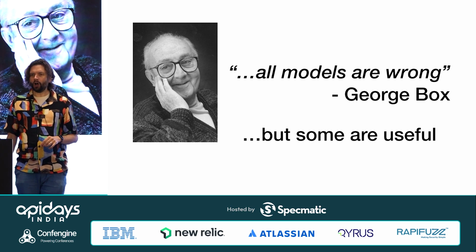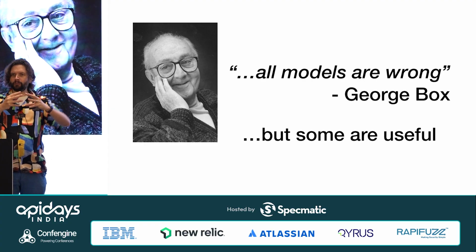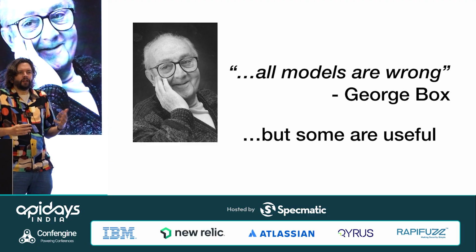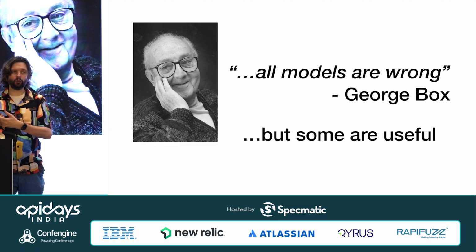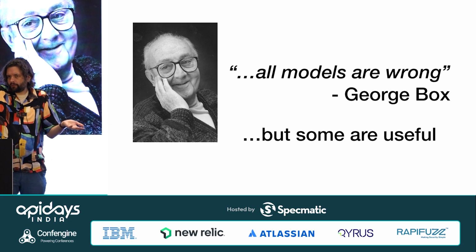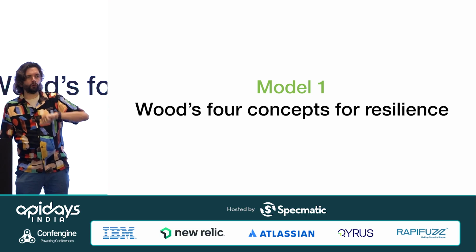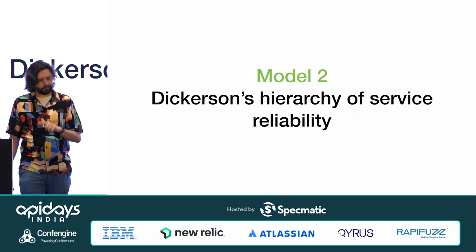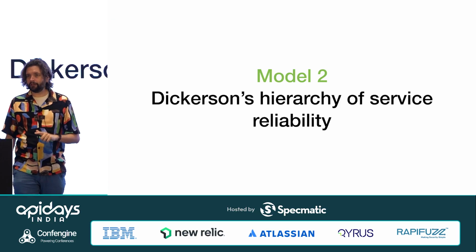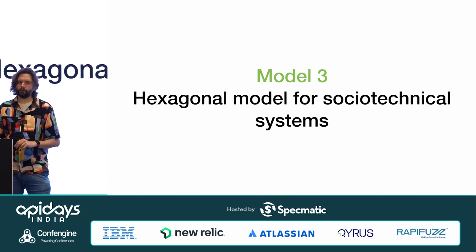These models are not foolproof. They don't combine together to form some kind of Ultron model or whatever. They're all useful different ways for us to look at and explore the notion of resiliency, but they'll have their flaws here and there. So we're going to be looking at Woods' 4 concepts for resilience, the Dickinson hierarchy of service reliability, and you try saying that 10 times quickly, and also a hexagonal model for socio-technical systems.